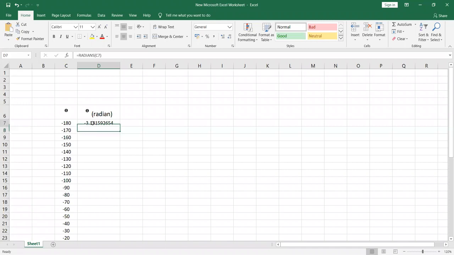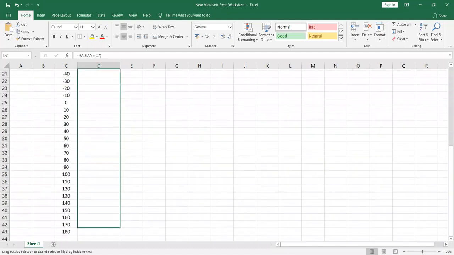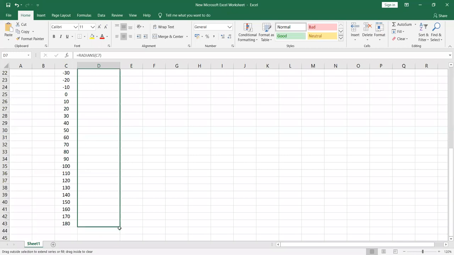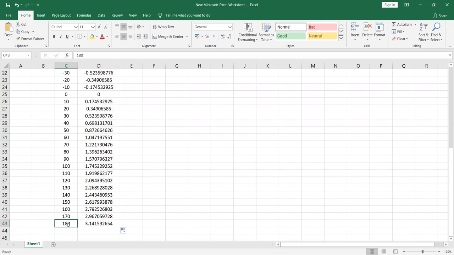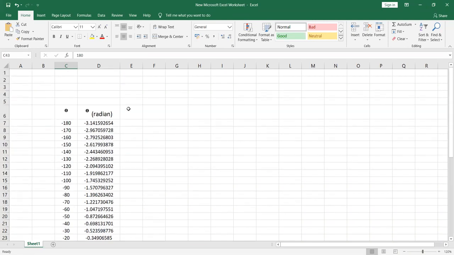So you know the value of 180 degree in radian. In this case, minus 180, the value is 3.14. Again, drag this value. Go to this dot and drag the values down this column, from minus 180 to plus 180. So the corresponding value of 180 degree in radian is 3.14, like this.